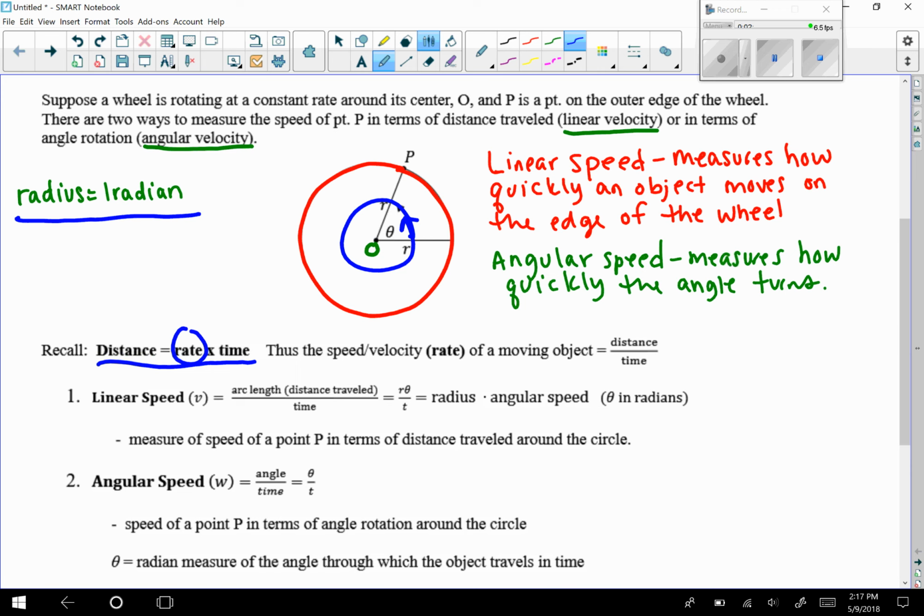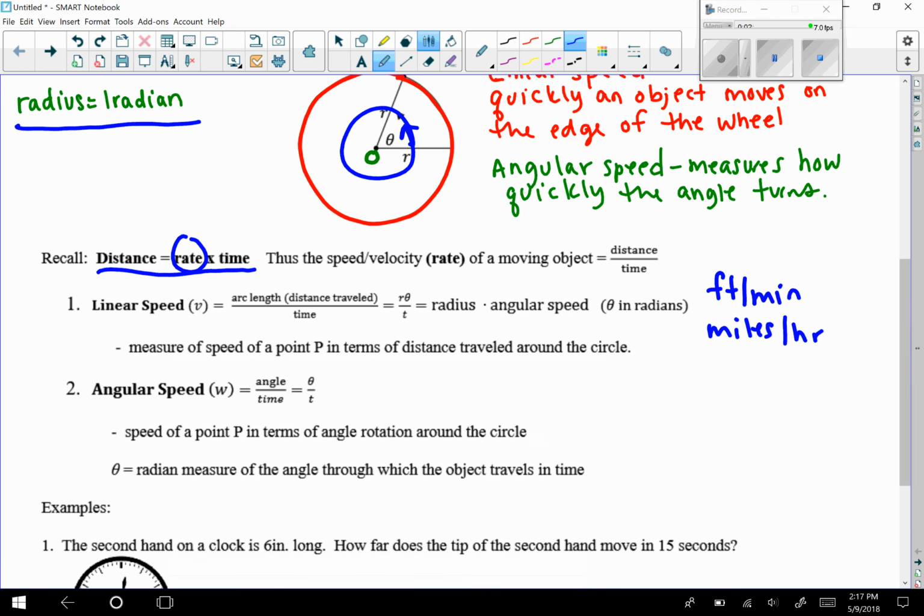Now, for linear speed, normally you'll see things such as feet per minute, maybe miles per hour, because it's always going to be some distance per time. You guys have been working with that a lot in the past. We're also going to be looking at the angular speed, which is going to be the angle versus time. So for the angular speed, you're going to see things such as radians per minute, or revolutions per second, some angle versus time. That's what tells you it's the angular speed.